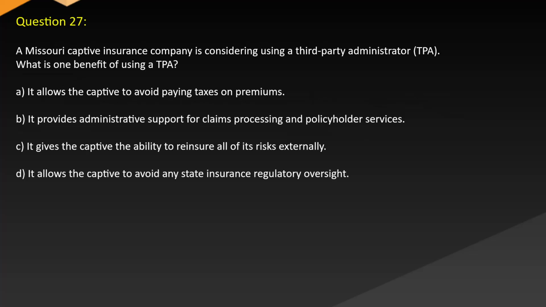Question 27. A Missouri captive insurance company is considering using a third-party administrator, TPA. What is one benefit of using the TPA? A. It allows the captive to avoid paying taxes on premiums. B. It provides administrative support for claims processing and policyholder services. C. It gives the captive the ability to reinsure all of its risks externally. D. It allows the captive to avoid any state insurance regulatory oversight.